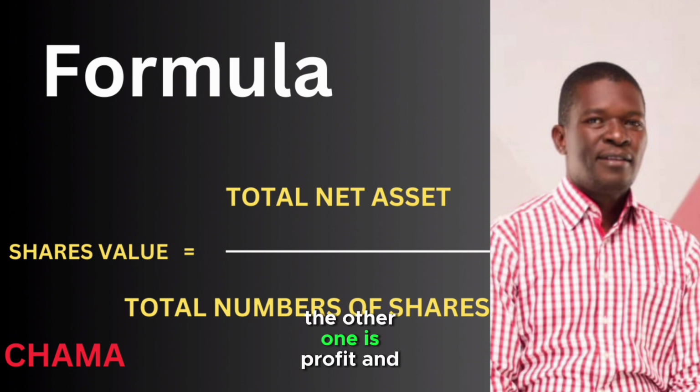The other one is profit and loss. The CHAMA's financial performance directly impacts the share value, and that is self-explanatory, because the moment the group performs well, there will be more profit and the group will share out more dividends. And if the group decides that some portion of those dividends is going to be pulled back into the group so that it can invest, the value of the share will increase.